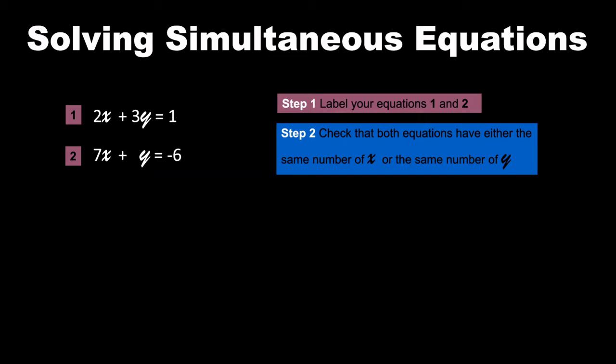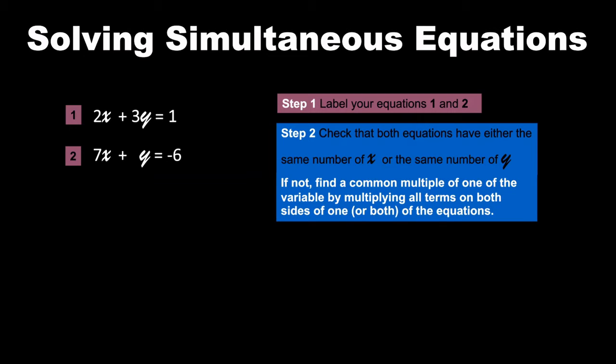So there's an extension to step 2. If they're not the same, we need to find a common multiple of one of the variables by multiplying all terms on both sides of one or both of the equations. Now let's explain what that means. 2 and 7 are not the same number, but we could find a common multiple of 2 and 7. And in order to get the same coefficient for both of these equations, I would need to multiply equation 2 through by some value and multiply equation 1 through by a different value. So the coefficients of the x terms will be more difficult to match than the y terms.